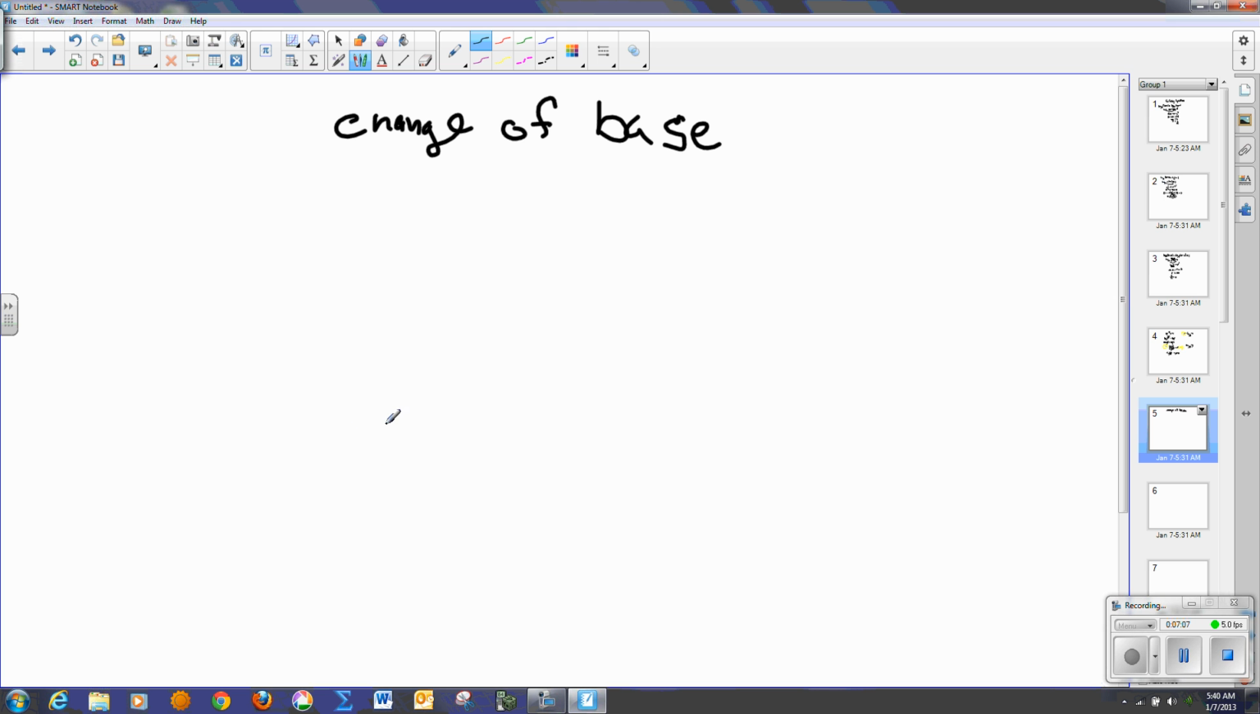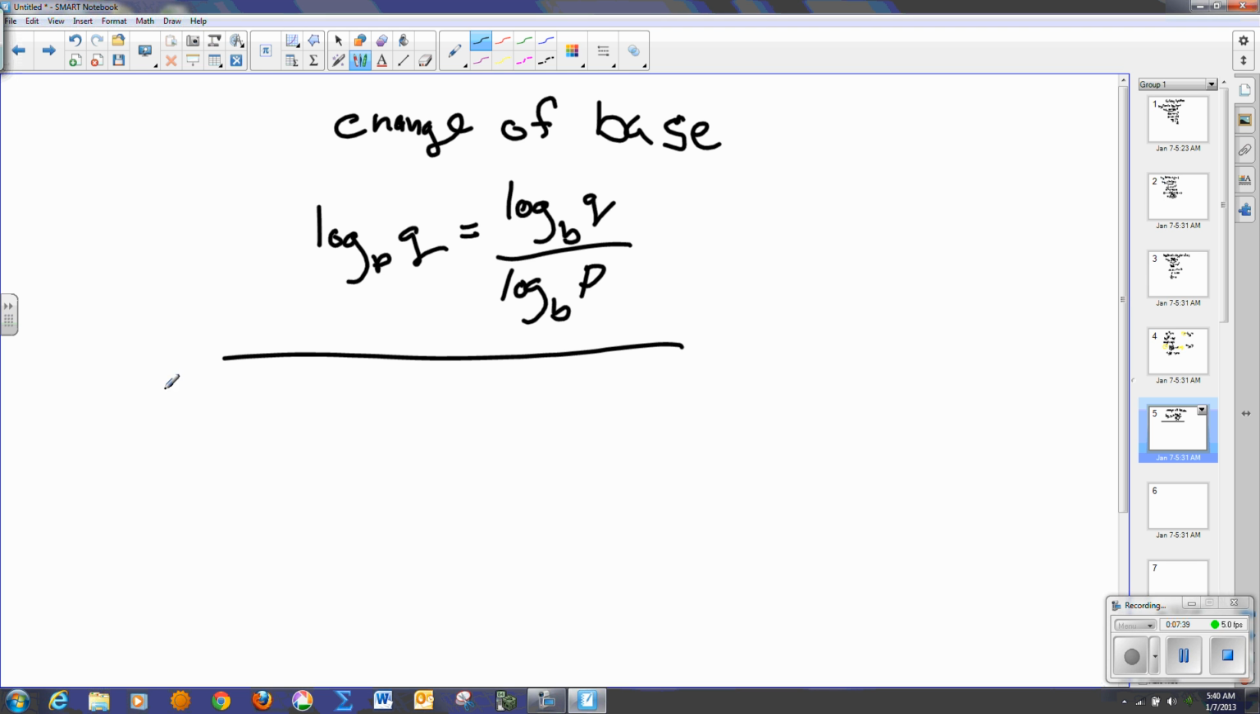And what the change of base says is that if I have any log base p of q term, that's equivalent to the log of any base, I'm going to call it b, of q over the log of that same base, b again, of p. So that allows us to basically approximate any logarithm value.